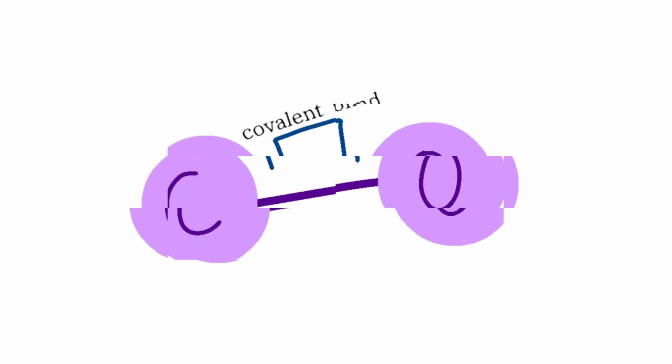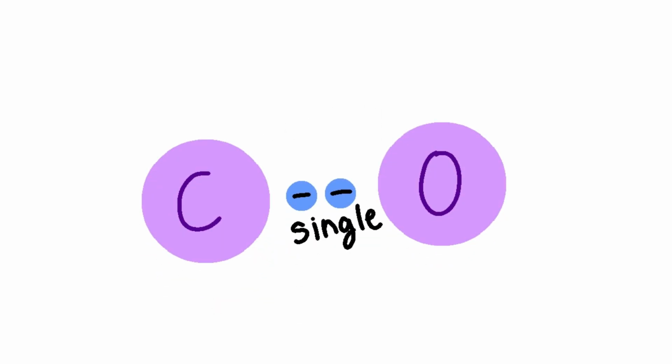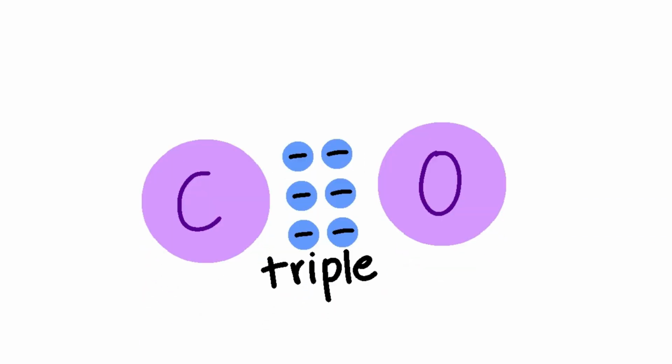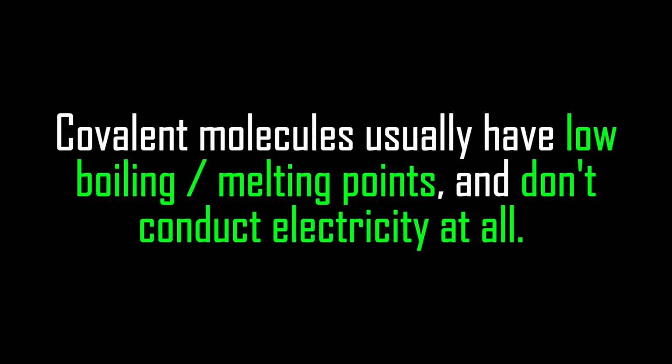Let's move on to our next type of bonds, which are covalent bonds. In an ionic bond, the metal usually transfers electrons to a nonmetal, creating an attraction between the two particles. However, in a covalent molecule, nonmetal atoms share electrons to form covalent bonds, each of which is made up of 2 electrons. A single bond has 2 shared electrons, a double bond has 4 shared electrons, and a triple bond has 6. Covalent compounds usually have low boiling and melting points, and they don't really conduct electricity at all.